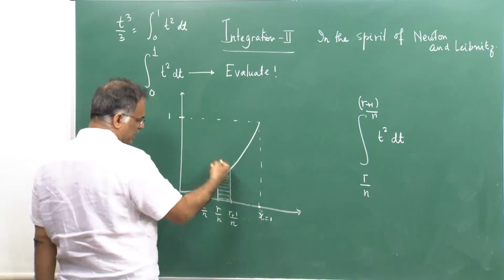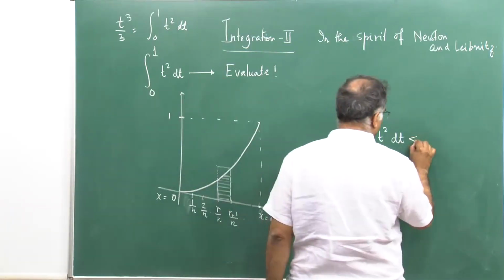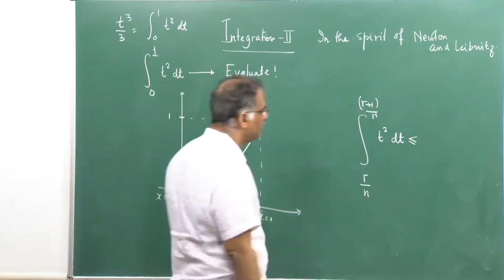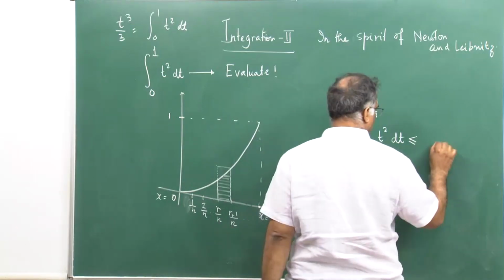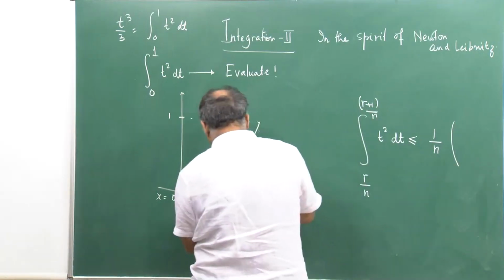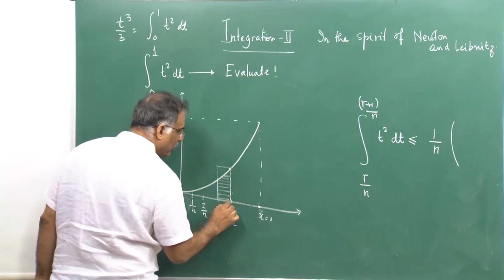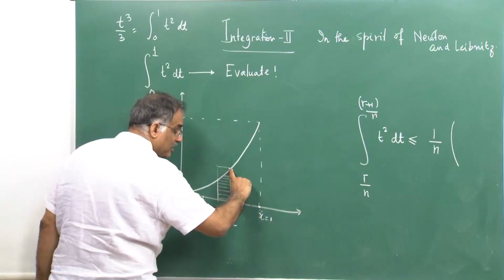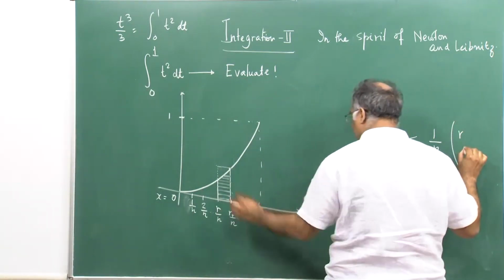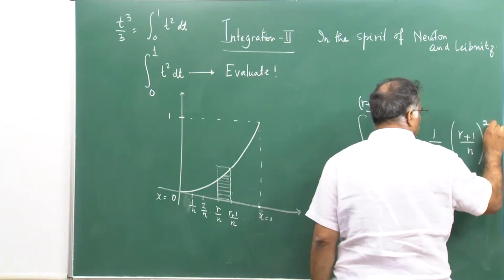So, which overestimates it. So, the rectangle of this height, so it will be what? It will be in this, 1 by n is the base, and then this is what? This is the length, which is nothing but the functional value. So, the maximum is achieved at r plus 1, and the functional value is r plus 1 by n, whole square.